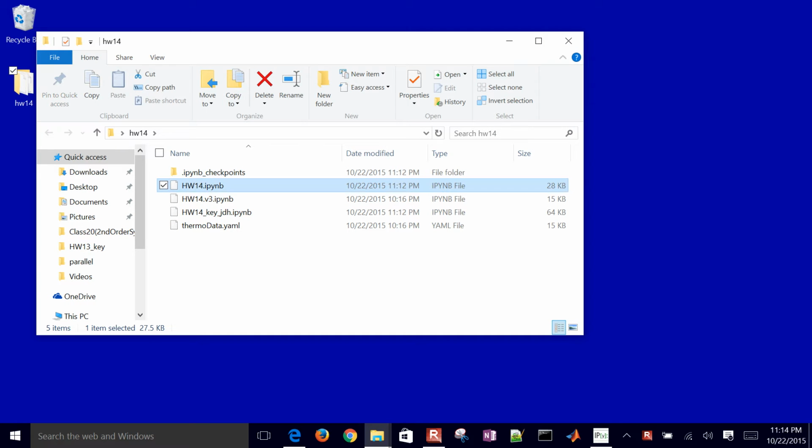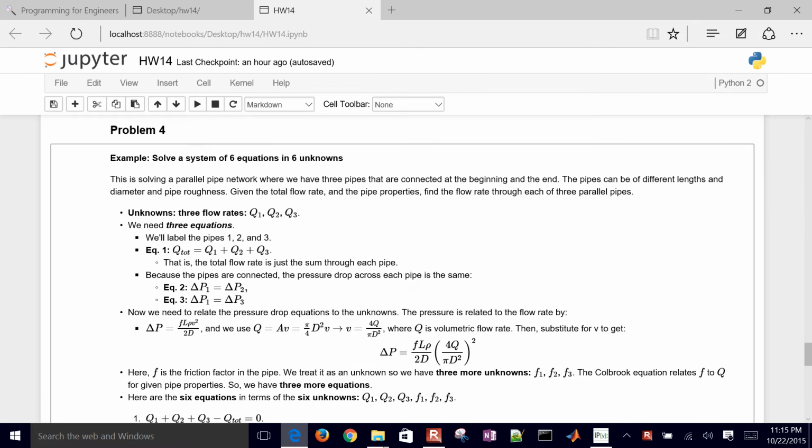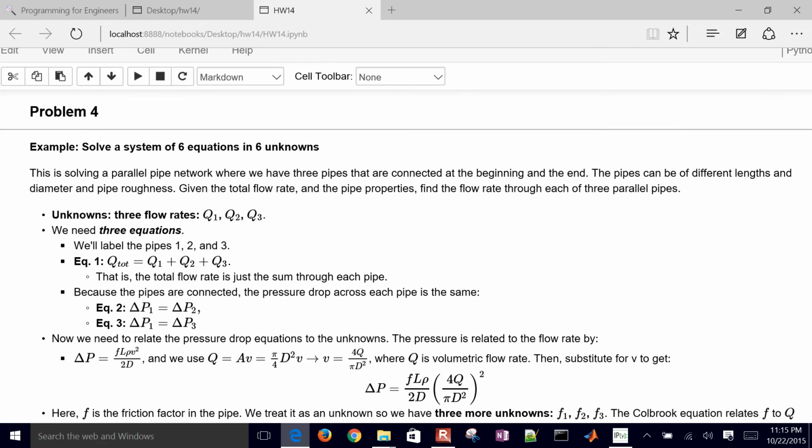It should have the homework 14 IPython notebook. Go ahead and open that up. We're going to be running through this problem number 4. Okay, so here we have a parallel pipe network where we have three pipes that are connected at the beginning and the end. The pipes can be of different lengths and diameter and pipe roughness. We want to give the total flow rate and the pipe properties, and find the flow rate through each of the parallel pipes.